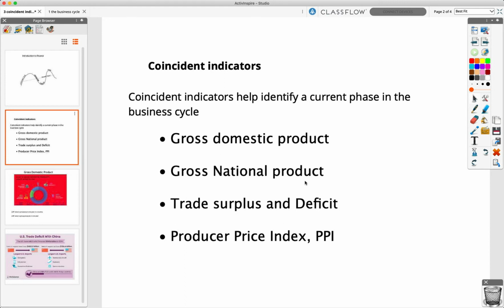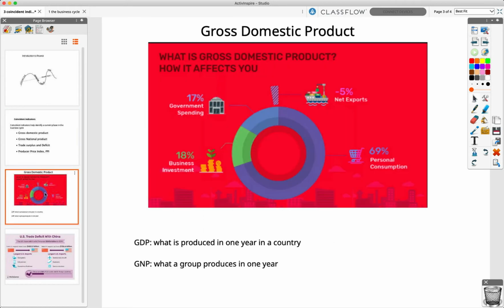In this lesson, we'll talk about coincident indicators. And what a coincident indicator does is help identify the current phase in the business cycle. There are four indicators we're going to take a look at. The first two are the gross domestic product and the gross national product. Basically, the difference is that GDP tracks what is produced within one year inside the boundaries of a country, and the gross national product is what is produced by a group within a year, regardless of the boundaries.